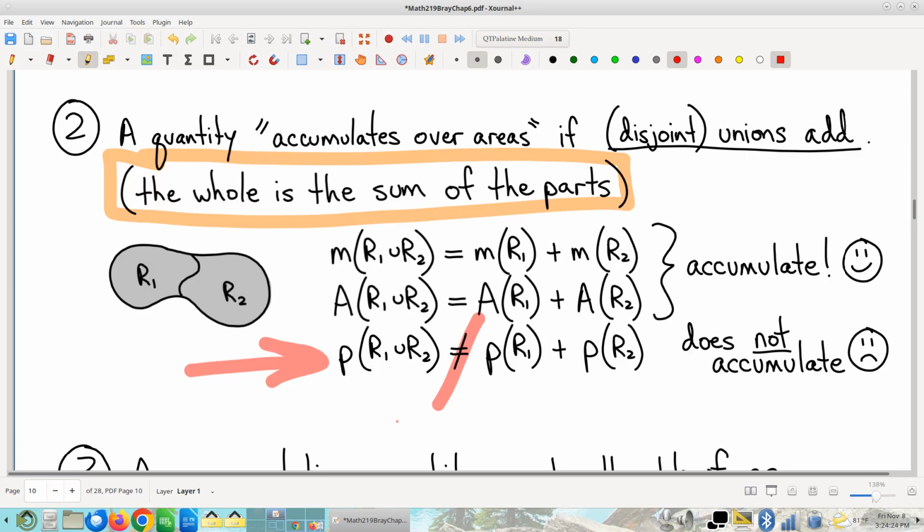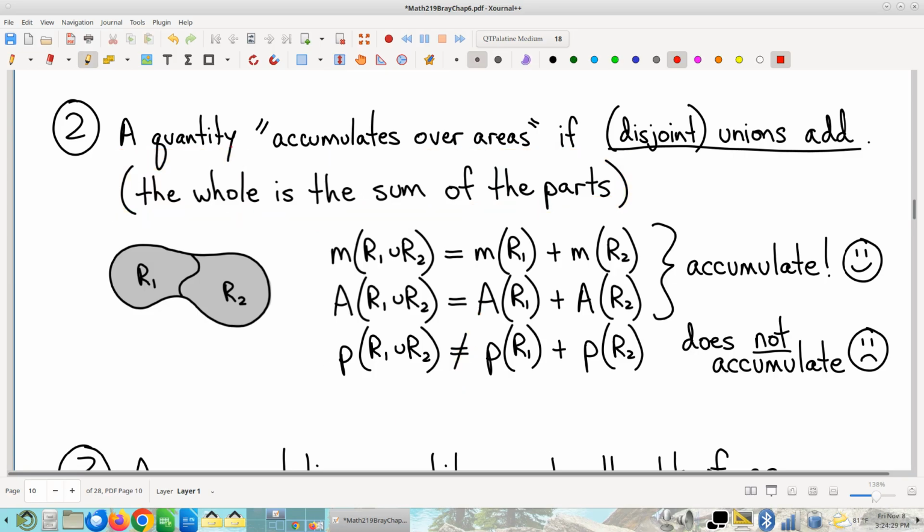All right. So this property, we're going to use it a lot, this accumulation over areas. We use it a lot because in some sense that's what integrals are about, quantities that have this property. But just so we don't think that this is some magic wand that applies to everything that you'd ever want to compute in any situation, let's recognize not everything does it.